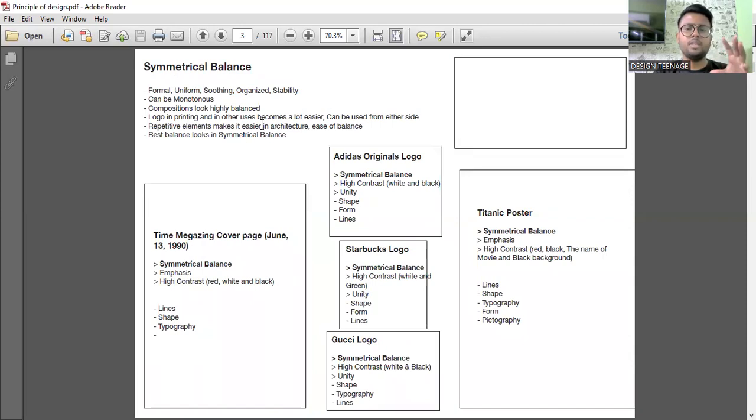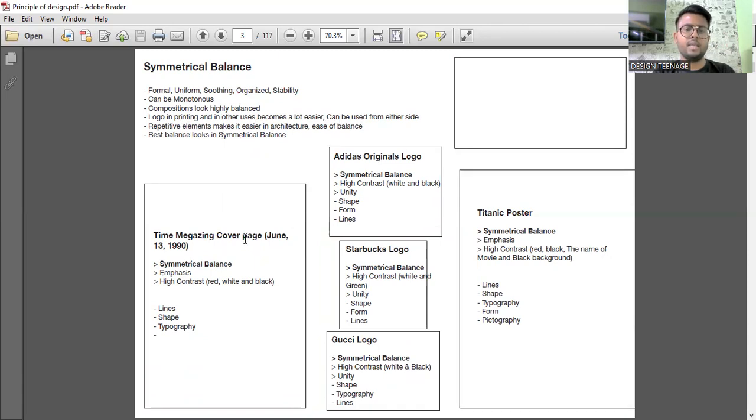So these are some of the terminologies that we will have to keep in mind. What is symmetrical balance? Formal, uniform, soothing, organized, stability. Can be monotonous. Composition looks highly balanced. Logo in printing and in other uses becomes a lot easier. Can be used from either side. Repetitive elements make it easier in architecture. Ease of balance. Best balance looks in symmetrical balance.